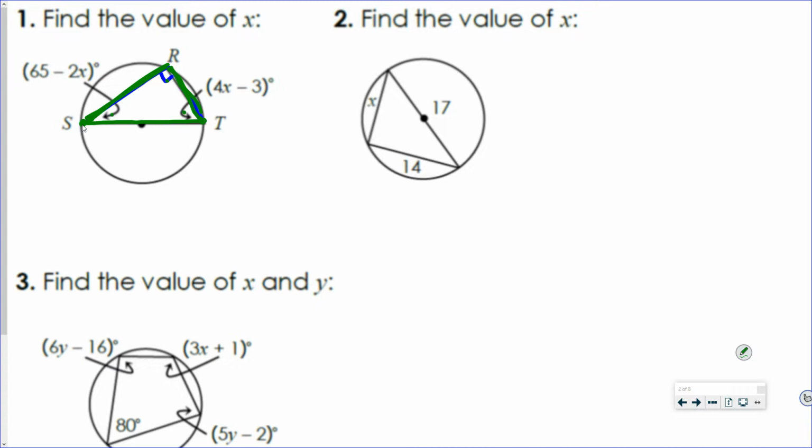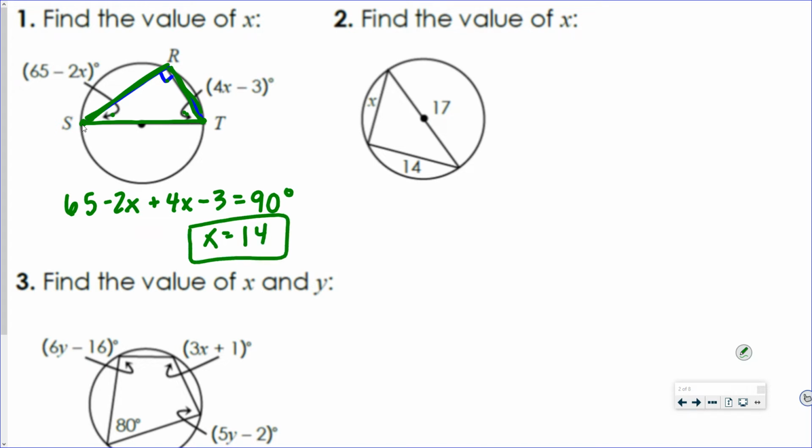So 2 ways you could do this. You could add them all together and total them. How many degrees in a triangle? 180, good. Or what do these two have to total? 90. That's what I did, just to make it a little bit easier. I was like, all right, well, these two together have to total 90 if the other angle's a right angle. So I got x to be 14 for that one. Okay.